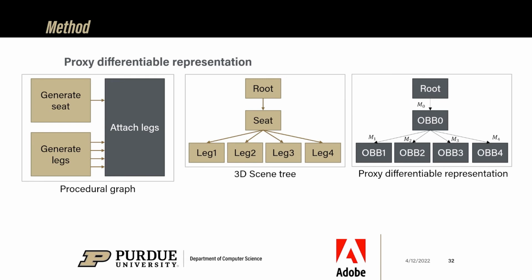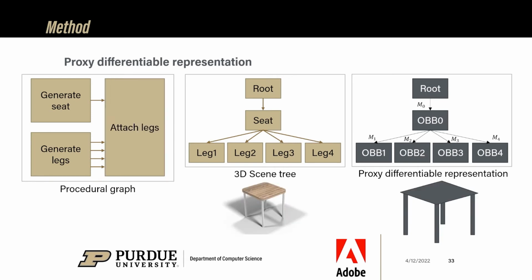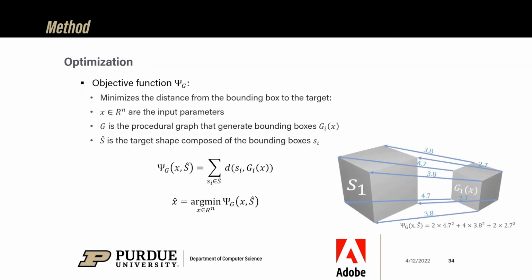When we execute the attach legs nodes, the seat becomes the parent node of each leg. This modification is also reflected in the proxy differentiable representation. After execution of the procedural graph, you can see the result. And now, if we want to know the position of an oriented bounding box in the 3D model, in the proxy differentiable representation, we multiply all the transformation matrices from the root to the bounding box, and this way we know the position and derivatives of the box.